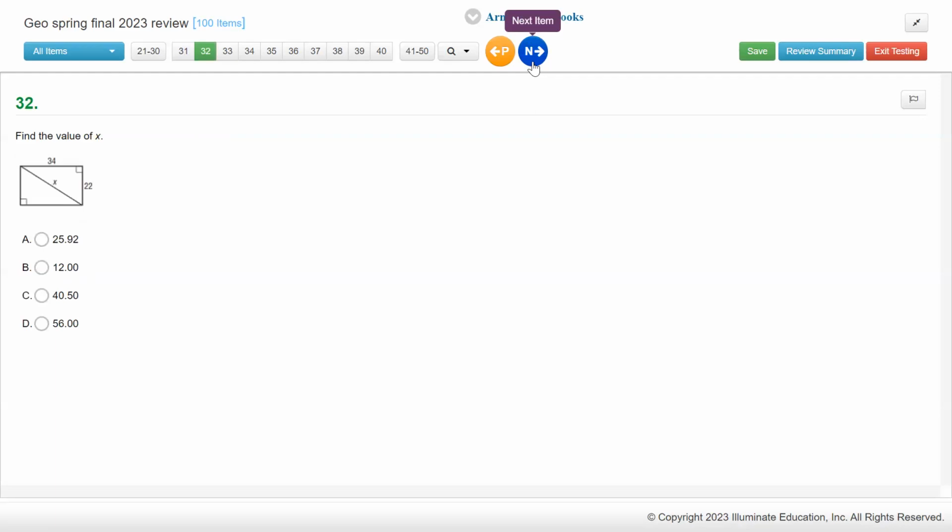Okay, finally, we got another good problem here. To find the diagonal of the rectangle, you use the Pythagorean theorem. Pythagorean theorem is a squared plus b squared equals c squared. Exactly. I would do 34 squared plus 22 squared equals c squared, and then that would give me 40.49. Looks really close to c. We'll do c, yeah.